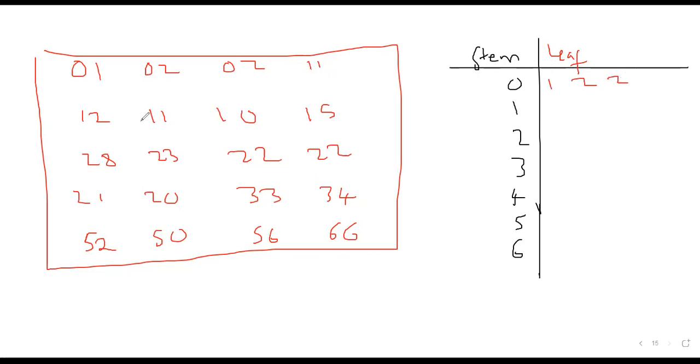Then we go to the tens. We have the smallest number 10, which is 1, 0. Then 1, 1. Then 12, 1, 2. There's another 1, 1 there on top. Another 1, 1. Thank you. Yes. Here then 1, 2. Then 1, 5.